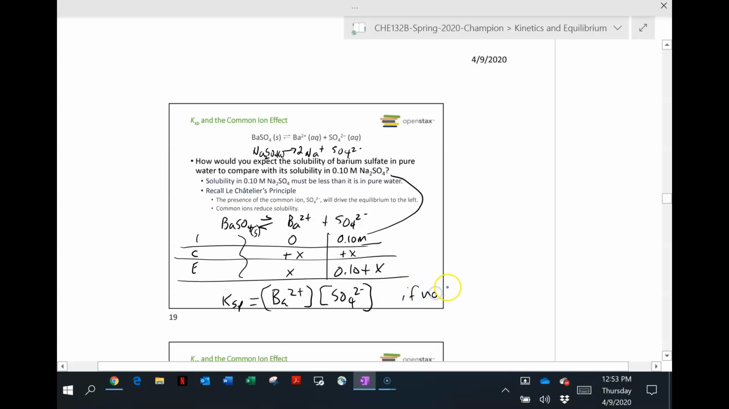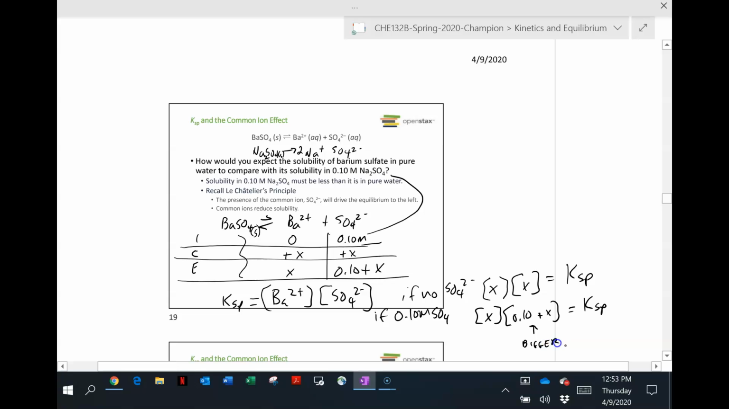If no sulfate ion is added, then it's going to be x times x. If 0.10 molar sulfate is added, as in the question here, then it's x times 0.10 plus x. Both of those have to be equal to the KSP value. The plus 0.10 is going to make this term at the bottom bigger, right, than the version there, which means that this term is going to have to be smaller.